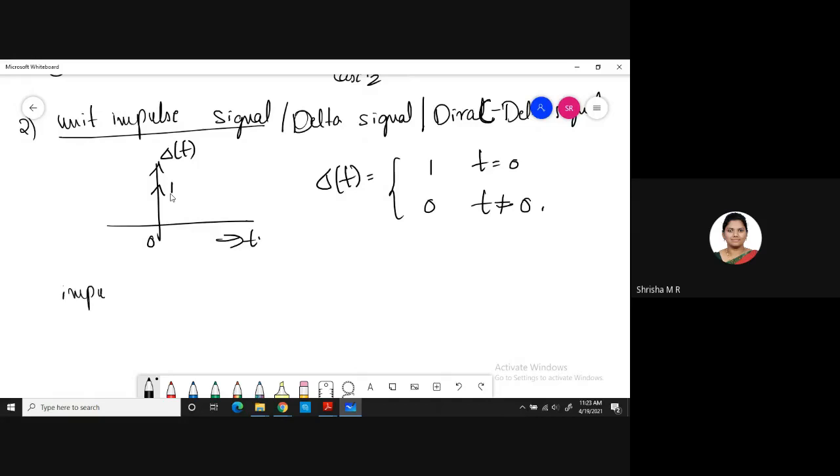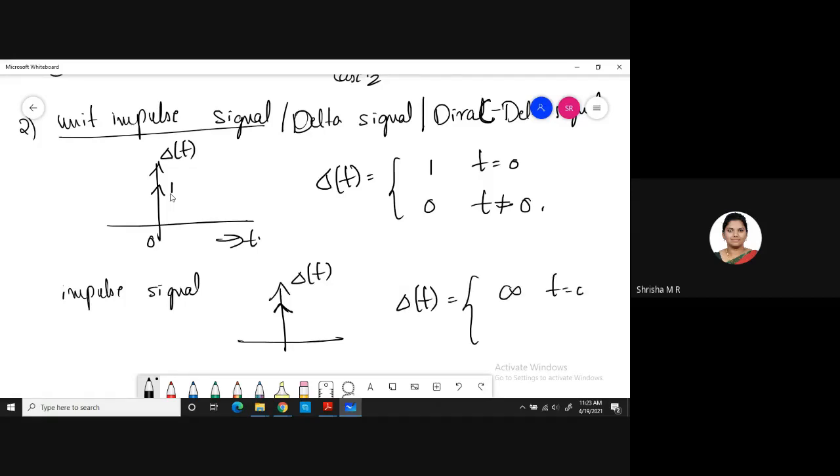Usually an impulse signal will look like this. Delta t, this is a unit impulse signal. Usually an impulse signal is infinity at t equal to 0 and 0 for all other values of t. But for a unit impulse, we say the area is 1 or the amplitude is 1. When t is equal to 0, this is 0 and this is t. This delta t rises to infinity. For all other values of t, it is equal to 0. Clear, everyone? Following?